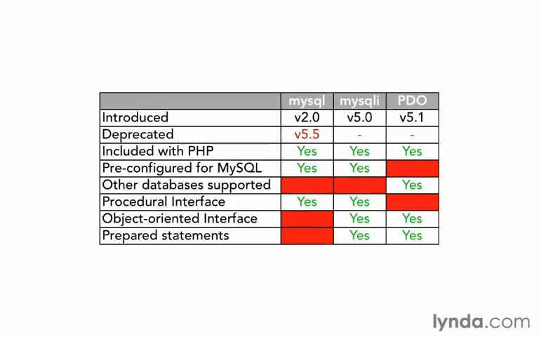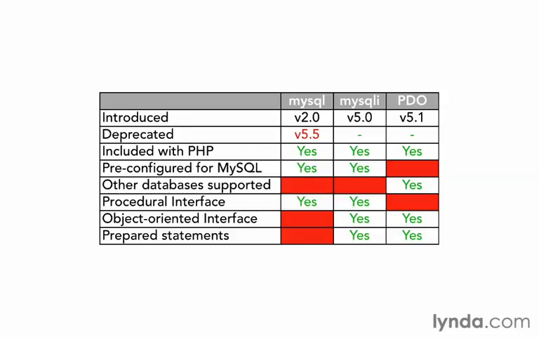Here's a comparison chart that we can use to look at the differences between the three different APIs. You'll notice that the first line is introduced, and you'll notice that MySQL was introduced very early on in PHP. It was the only API for version 2, 3, and 4 of PHP. But then in version 5 and in 5.1, we got these new versions. So right there, that gives you a clue that MySQLi and PDO came later and presumably offer some improvements and some advances over the original MySQL, which was there from a very early point.